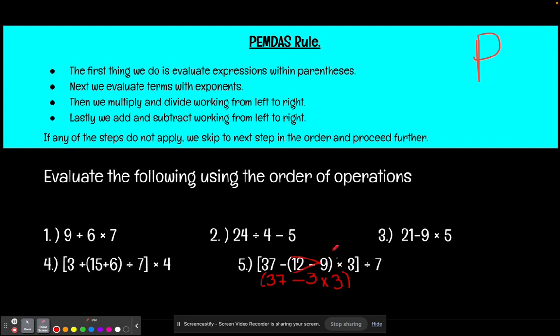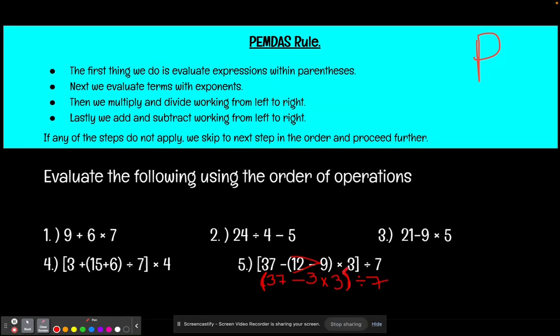Notice what I solved first were the inside parentheses. We call them nested. Basically, you're working from inside to outside. So always solve your inside nested parentheses first. And now we are ready to solve the outside parentheses. So we're still on the parentheses step. Inside my parentheses, I have 37 minus 3 times 3.